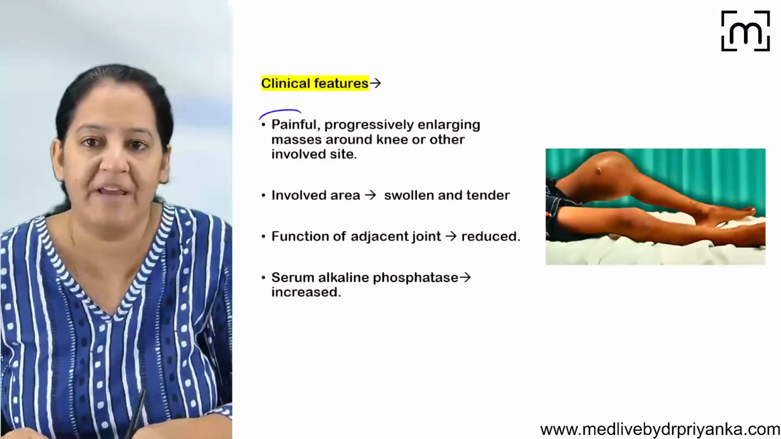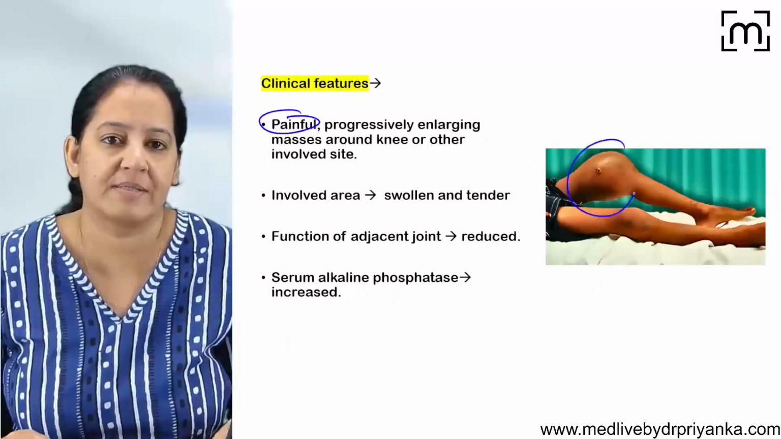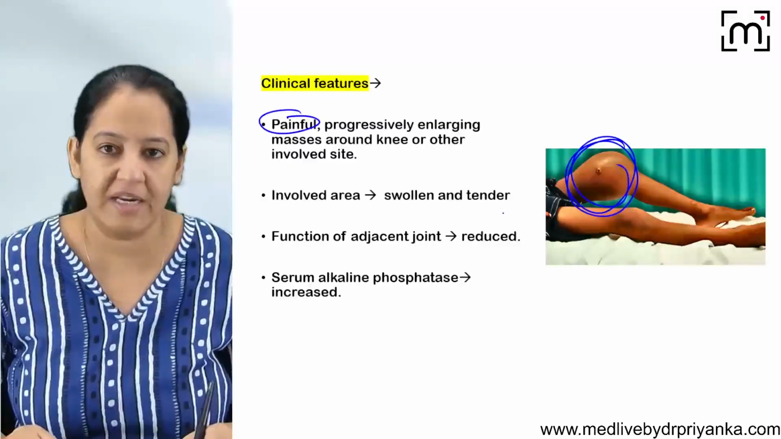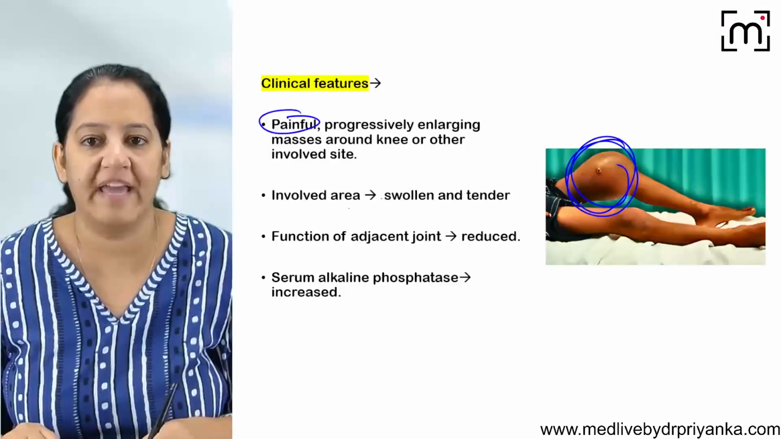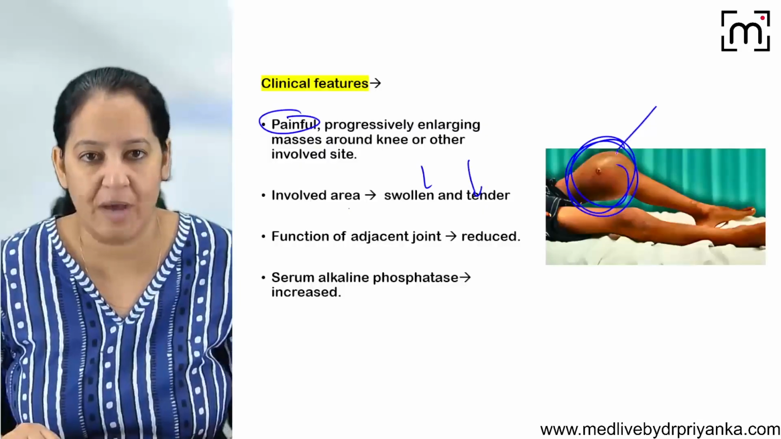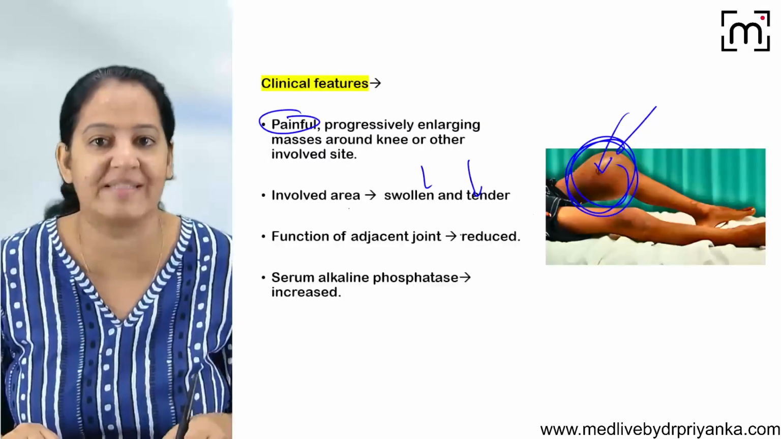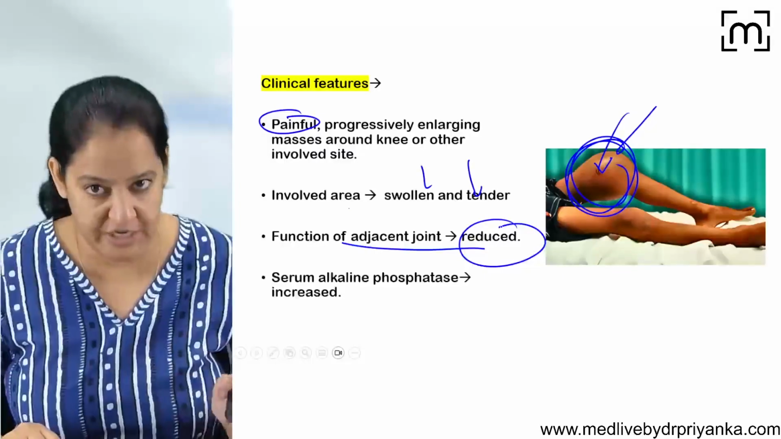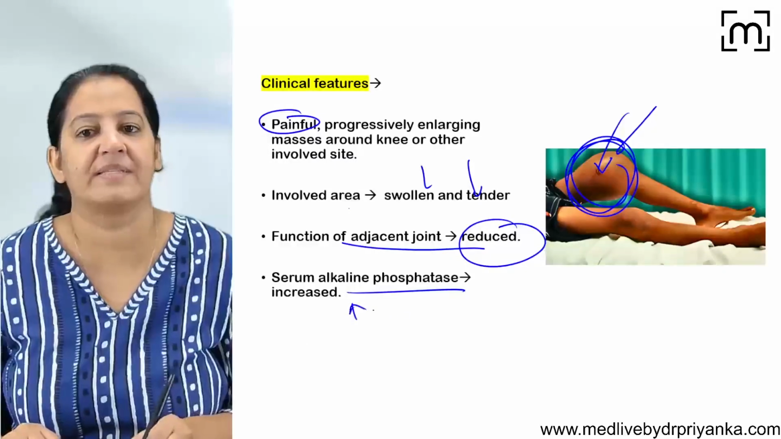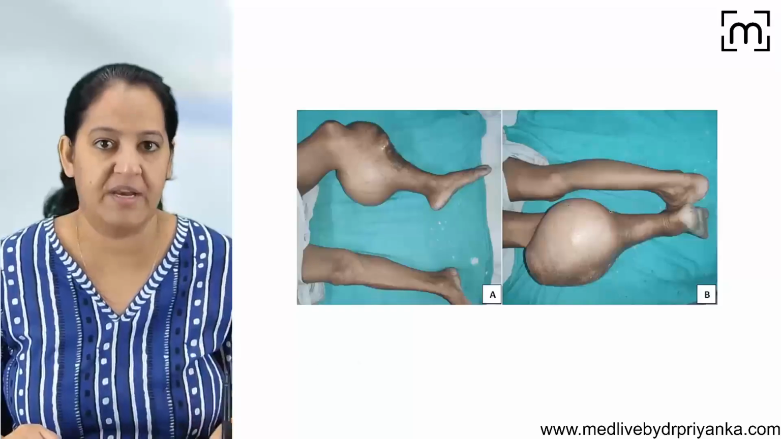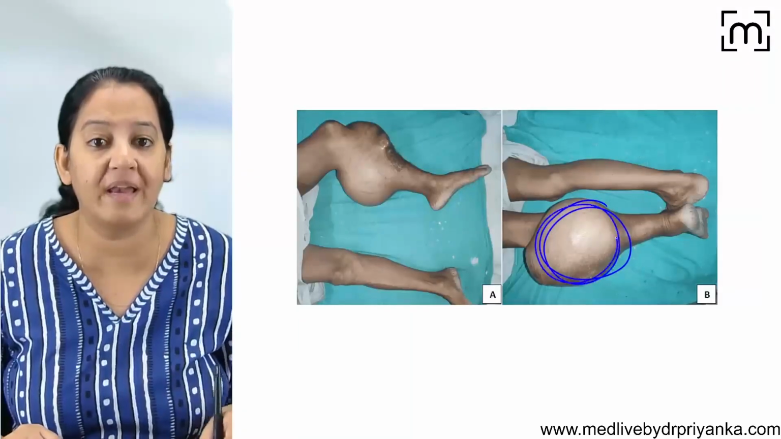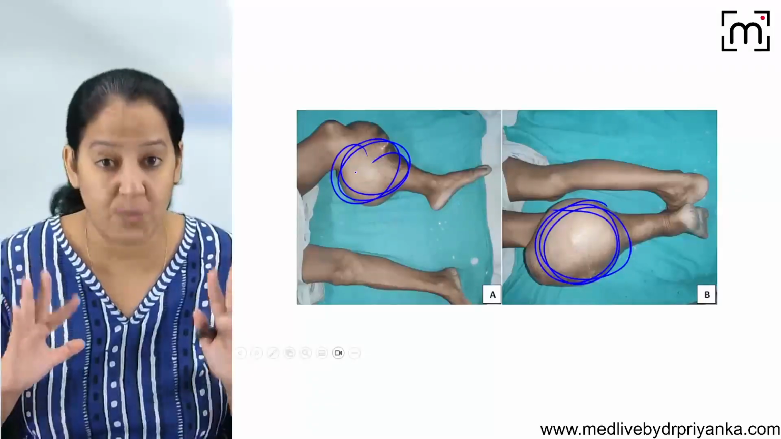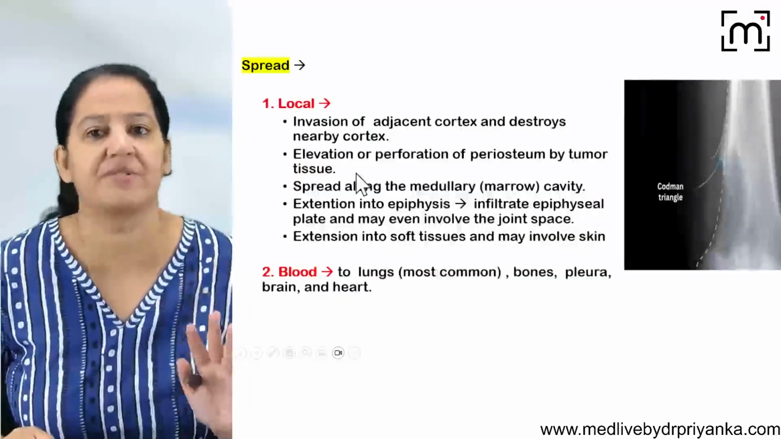Clinical feature: painful mass, a painful progressively enlarging mass around the knee most commonly. The involved area is swollen and tender. If you touch it, it's highly painful. The joint is affected, the joint function is reduced, and serum alkaline phosphatase is increased. So these are the clinical features. You can appreciate the painful enlargement of the mass. It's very painful, swollen, and tender, and the joint function is reduced.